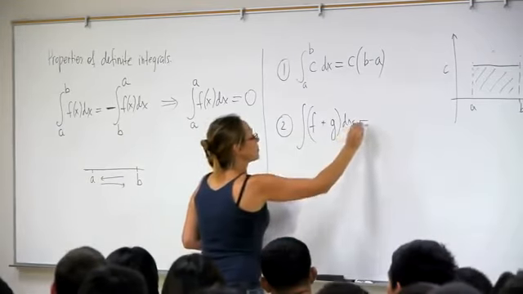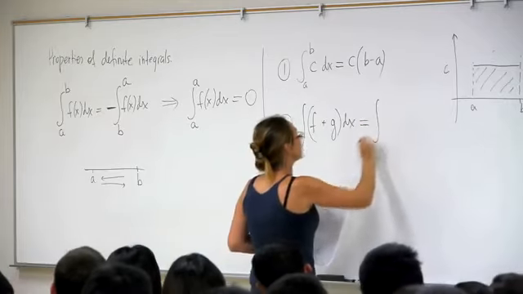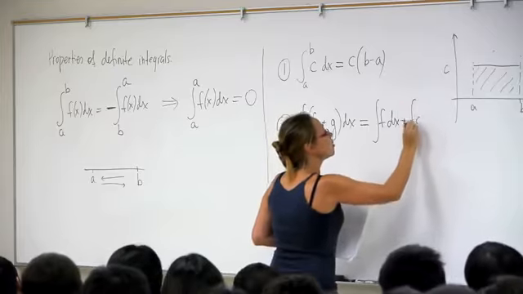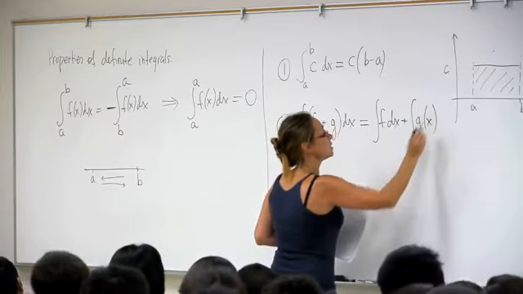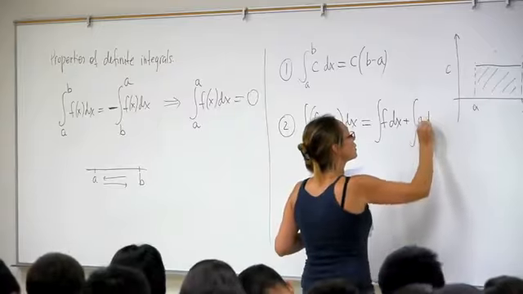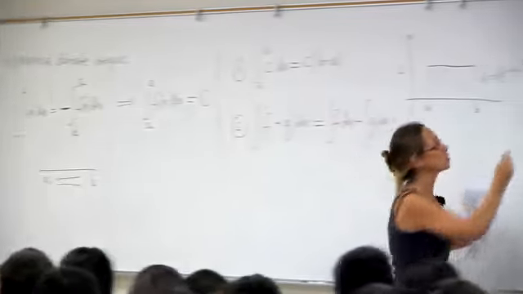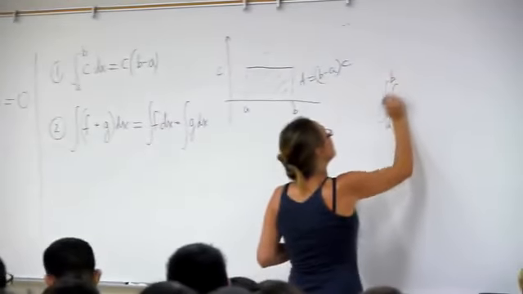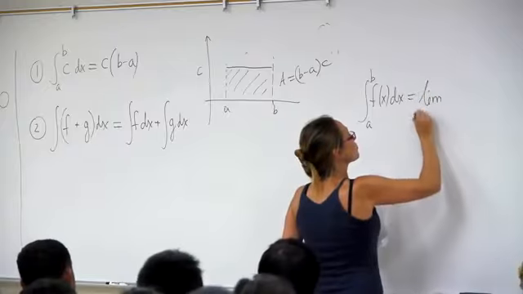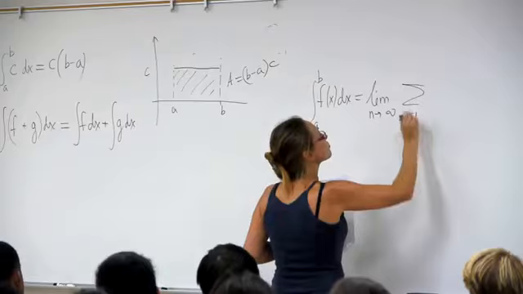So if I have a sum of two functions, then I can evaluate the integral separately. It's the integral of f dx plus the integral of g dx. How do I know this? This is very easy to prove. All I need to do is recall the definition.